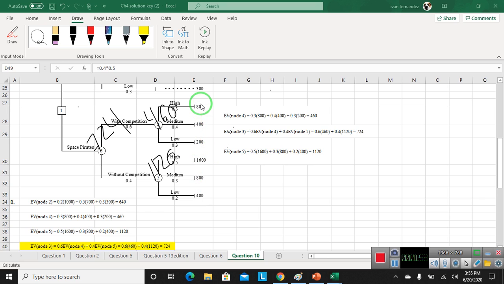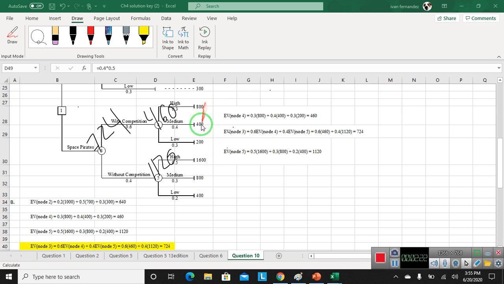And 200, 400, and yeah, exactly. So we have a couple of pairs. We have a couple of payoffs that repeat themselves. So what I'm saying is that, look, if you sell Space Pirates and you have competition and the demand is medium, you get $400. But you could also get $400 if there's no competition, but there's low demand. You also get $400.